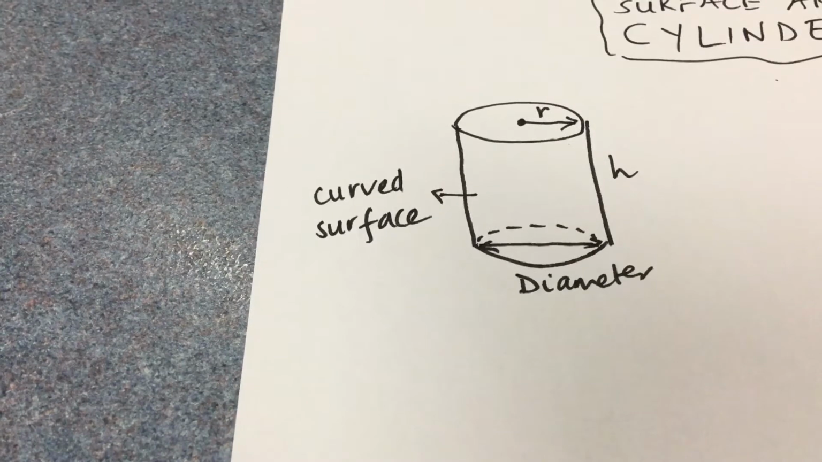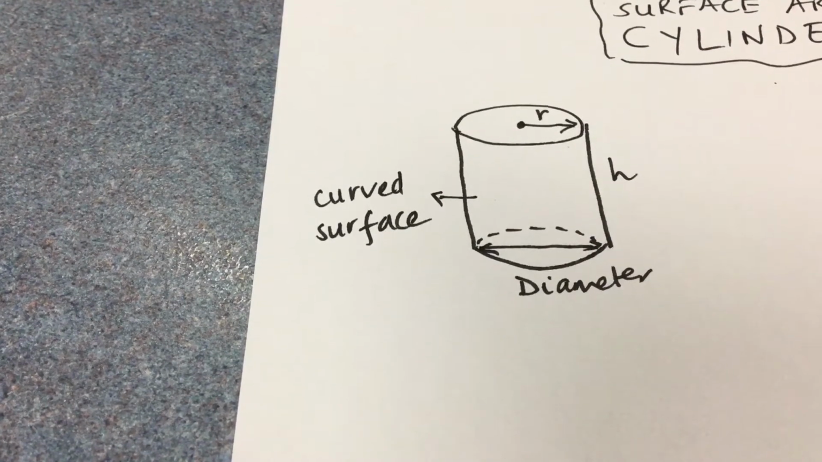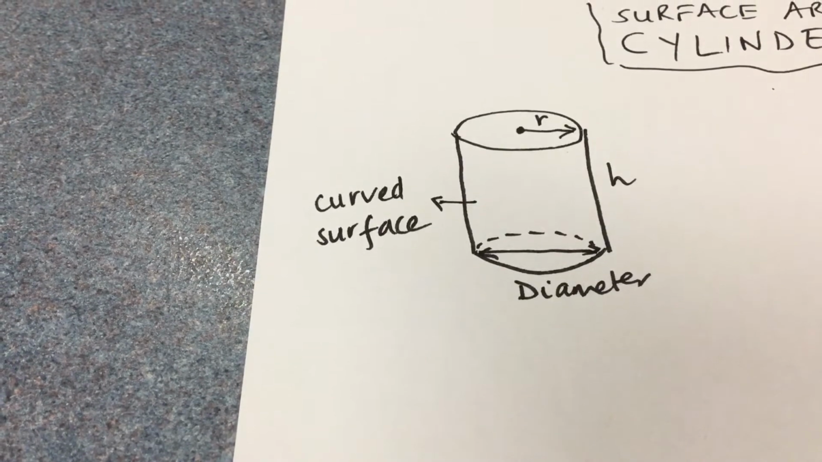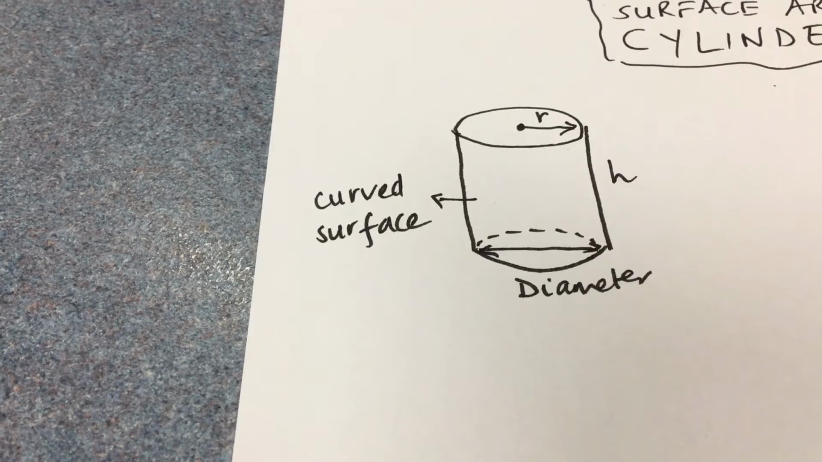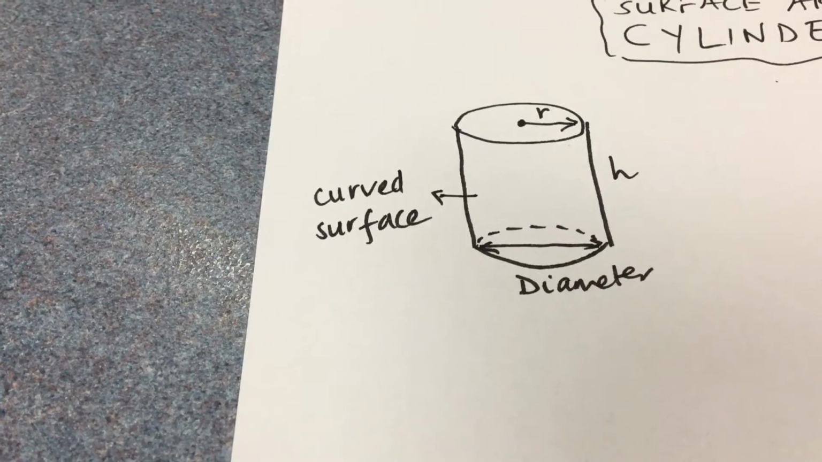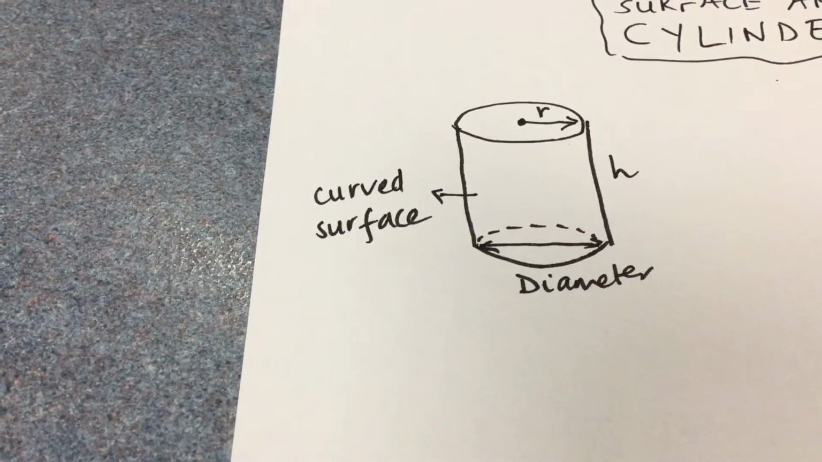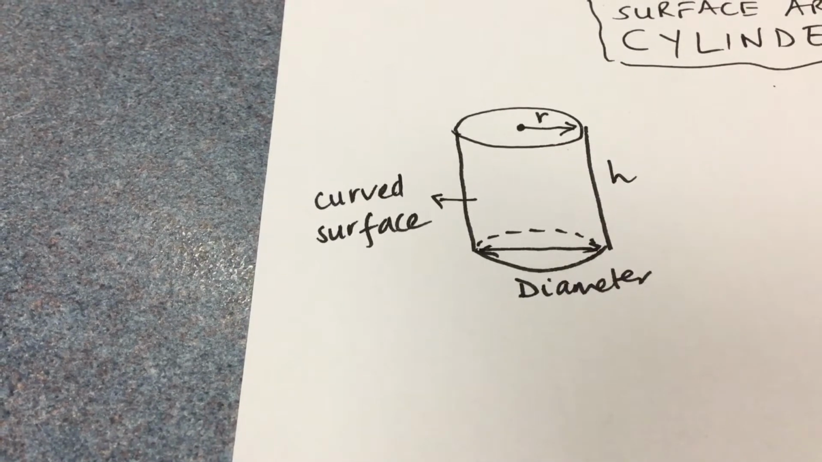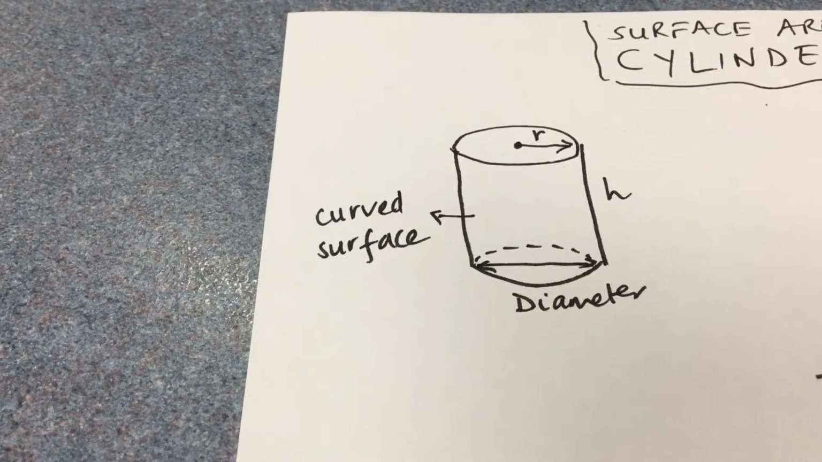It consists of the radius, which is half of the circular bit, so the distance from the center to the circumference, the height, which is the vertical height, and the diameter, which is twice the radius. And then you have the curved surface, where we normally stick photographs and instructions if you buy something to eat or to drink.